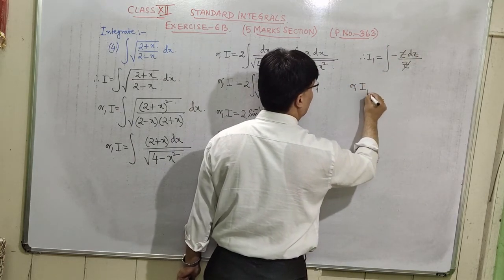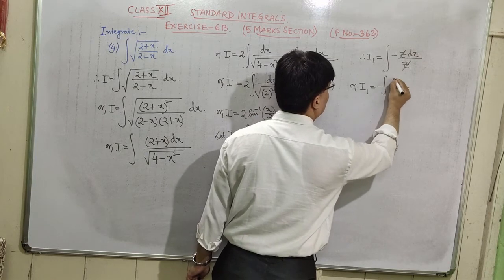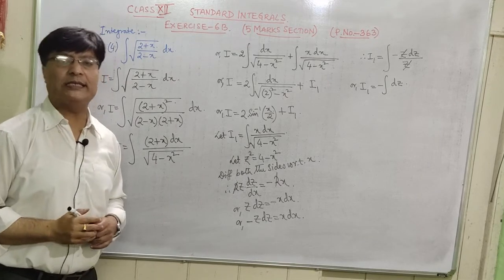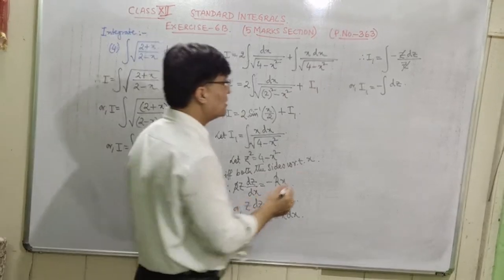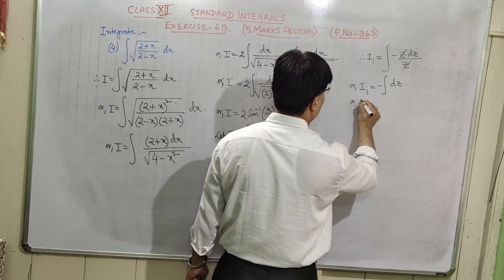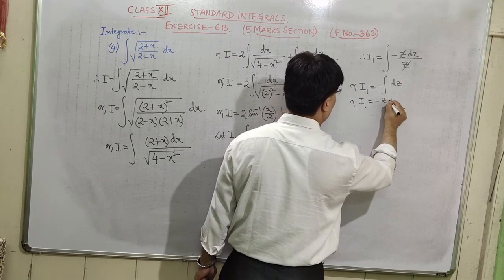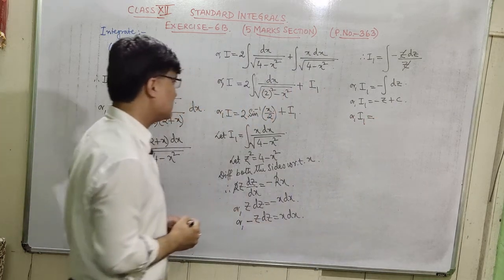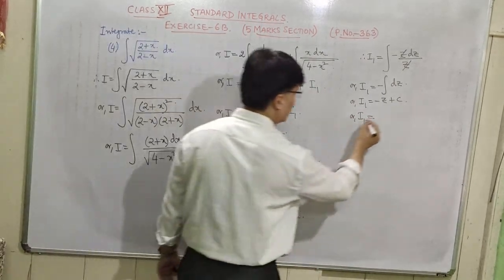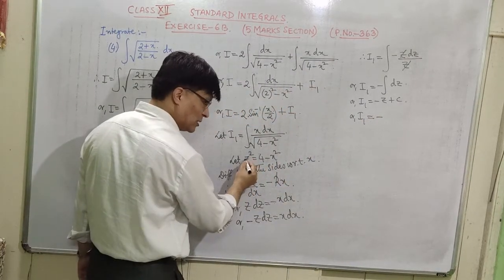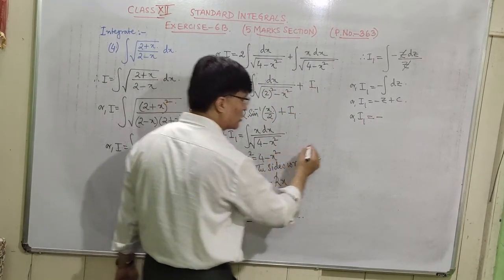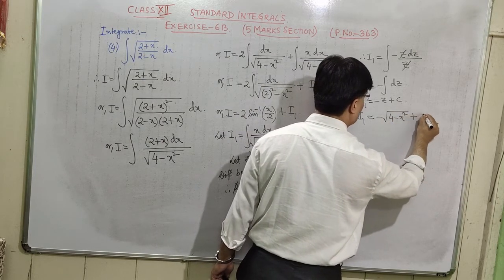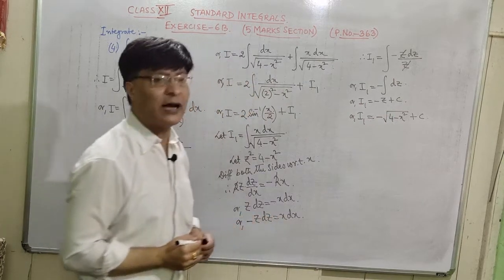So I1 is equal to, minus sign is taken outside, integral dz. What is integral dz? That is z. So I1 is equal to minus z plus c. You have to write the minus sign. What is the value for z? Z square is equal to 4 minus x square, so it is under root. So it is minus square root of 4 minus x square plus c. This is the value for I1.